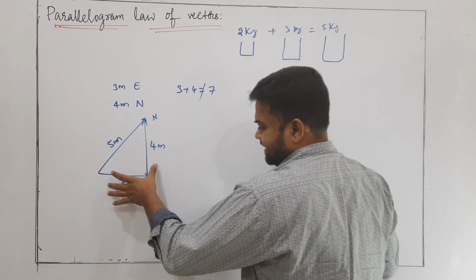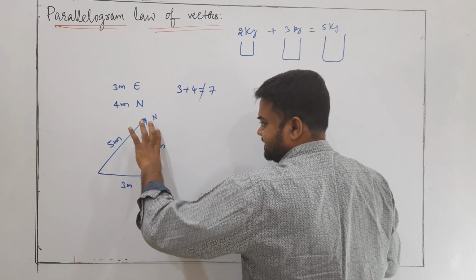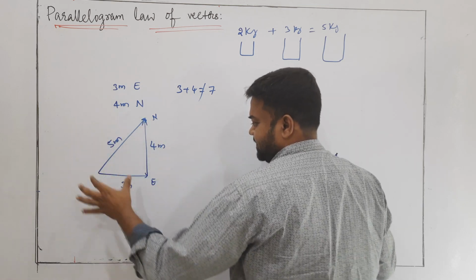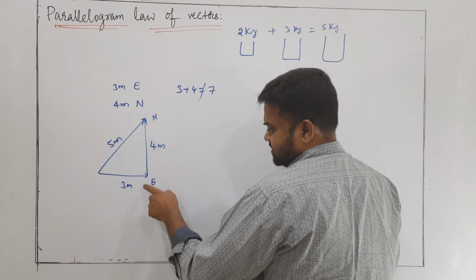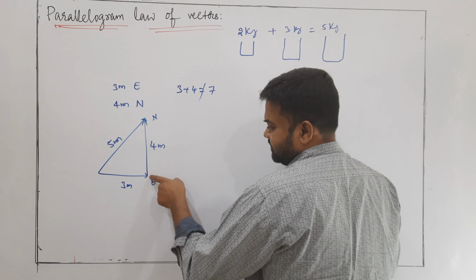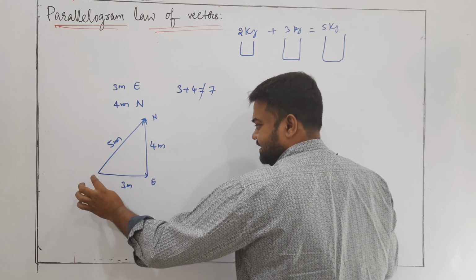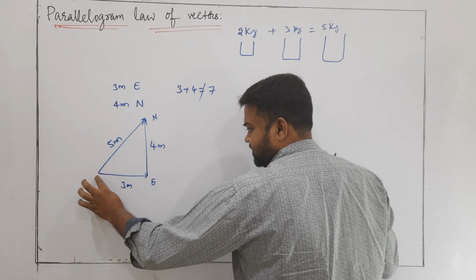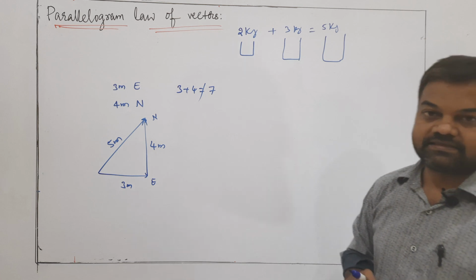Here, how can we add these two vectors? This is our first vector, this one is the second vector, and this one is the resultant vector. The head of the first vector must touch the tail of the second vector, and the resultant is from the initial point of the first vector to the final point of the second vector. This is the resultant.